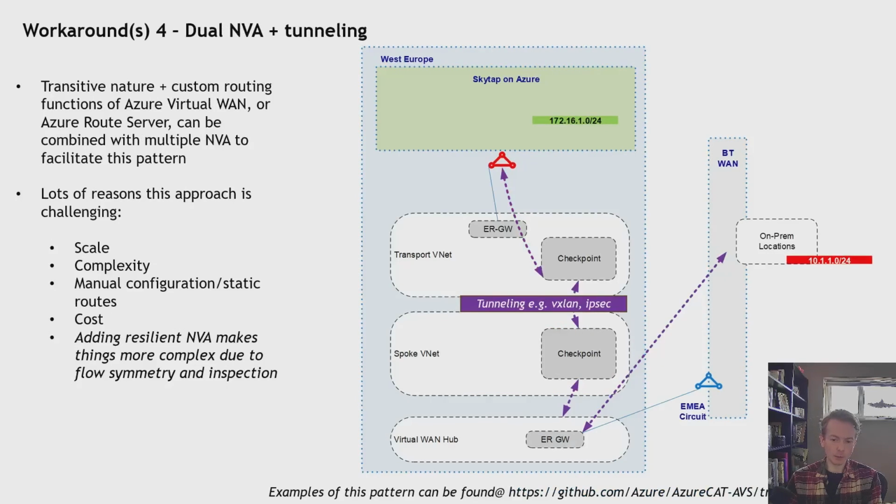And then category 4, I won't dwell on this too much. This is an older design which is kind of an amalgamation of workarounds 2 and 3, and this is used historically in some of the AVS designs, which is another Azure dedicated workload like Skytap. And effectively what we're doing here is we're using a chaining of VNets to effectively transpose the world of ExpressRoute into an NVA, which then communicates over a tunneling protocol like VXLAN to either another VNet with Azure Route Server or a virtual WAN hub to then transit that traffic back to on-prem.